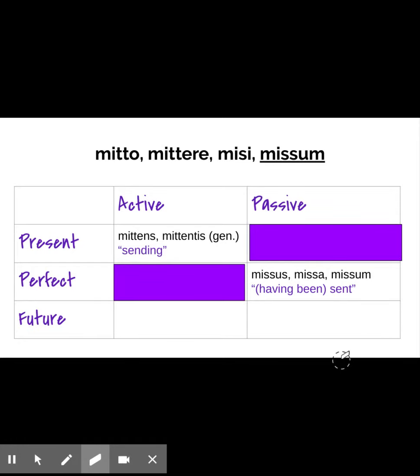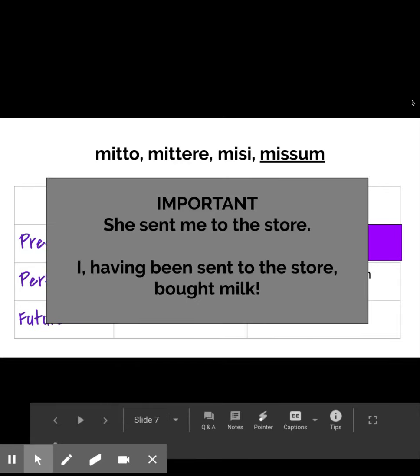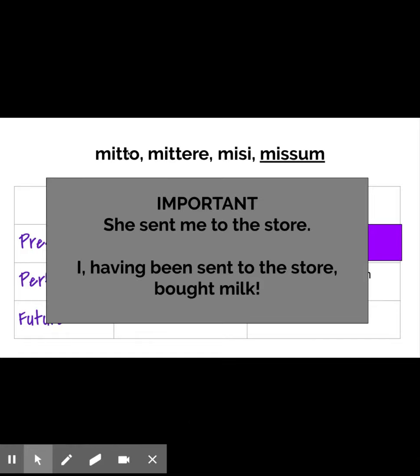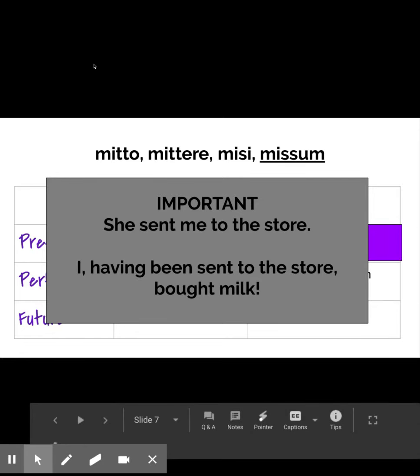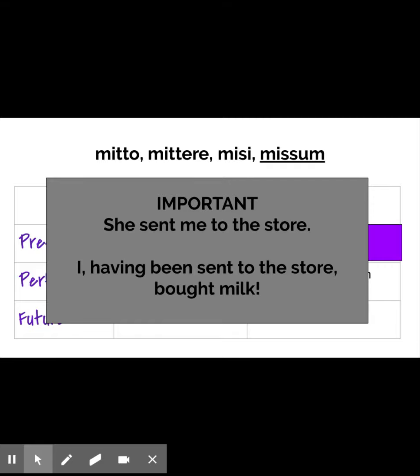You will notice that I have having been in parentheses. You may add them to your translation, but whether they are there or not, sent is still a participle. Here's a really important note. You will see that I have two sentences with the word sent in it. She sent me to the store, and I, having been sent to the store, bought milk.